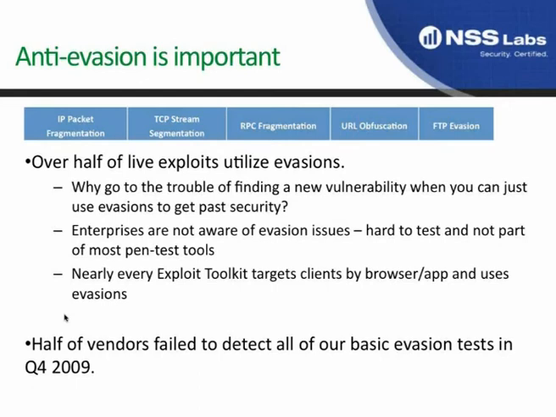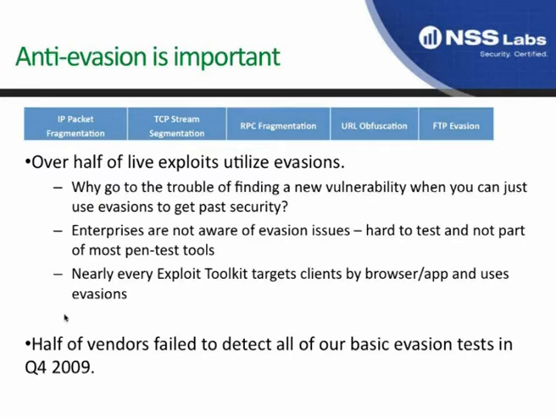So these are things that if you have an attack that works but is blocked, you can apply an evasion technique to hide it, and it will get through some products. So we make a big point of testing evasion or anti-evasion on the security products that we test. And as a note, about half of the vendors failed to detect our basic evasion test in December. And a number of them have made improvements, and we encourage that.